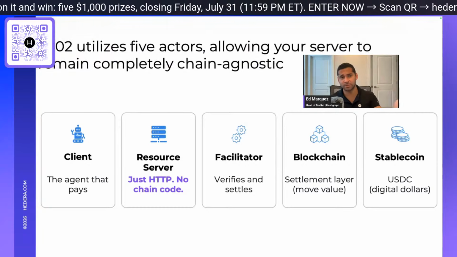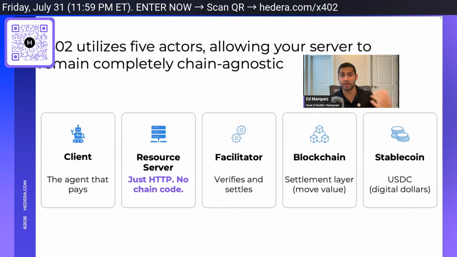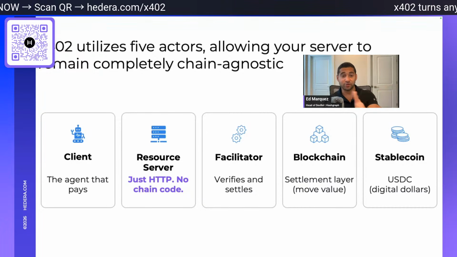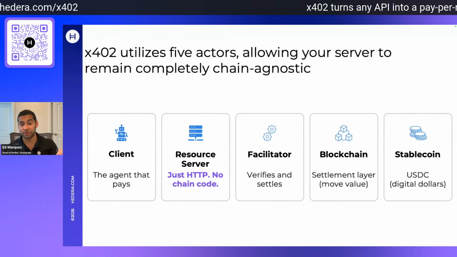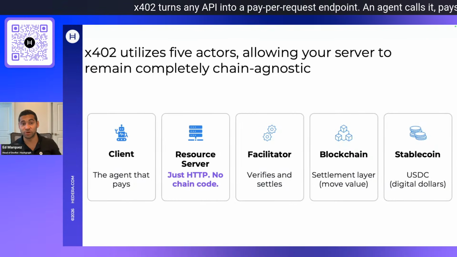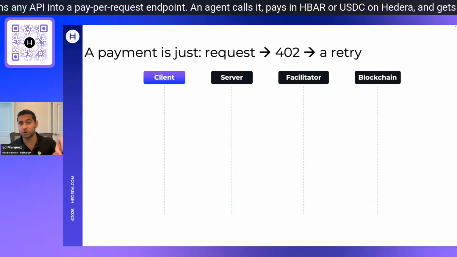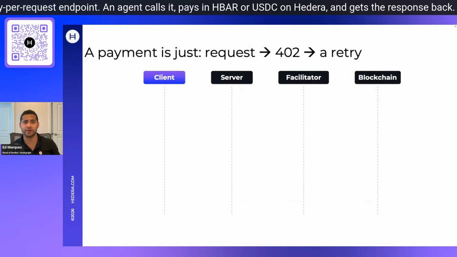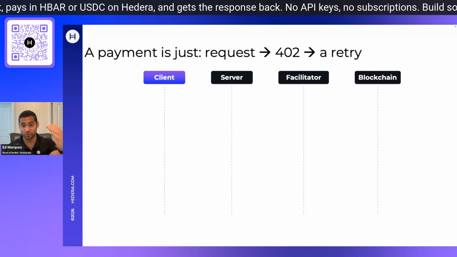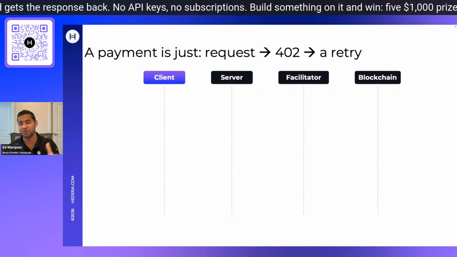And then you also have the settlement layer. So that's your distributed ledger, where the value is going to move. So that's Hedera and other networks. And then you also have the stablecoin. That's going to be the unit of account, something like USDC or a digital or tokenized dollar. It can also be, in some cases, the native token of a network, for example, HBAR on Hedera. And so in the simplest terms, I want you to think about x402 or this protocol as one request, one rejection with a menu, and then a retry with a payment authorization.